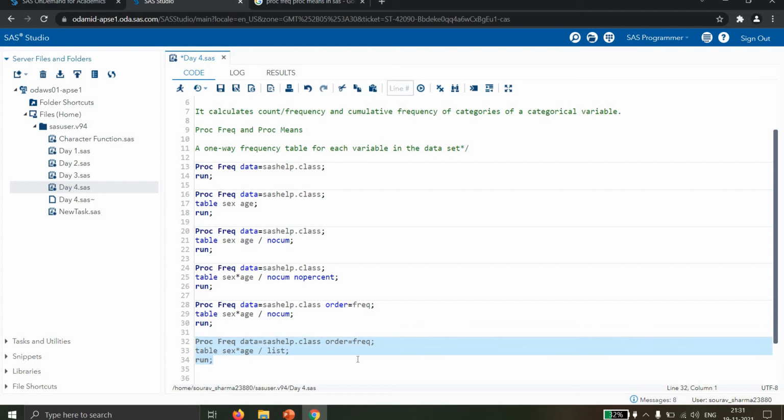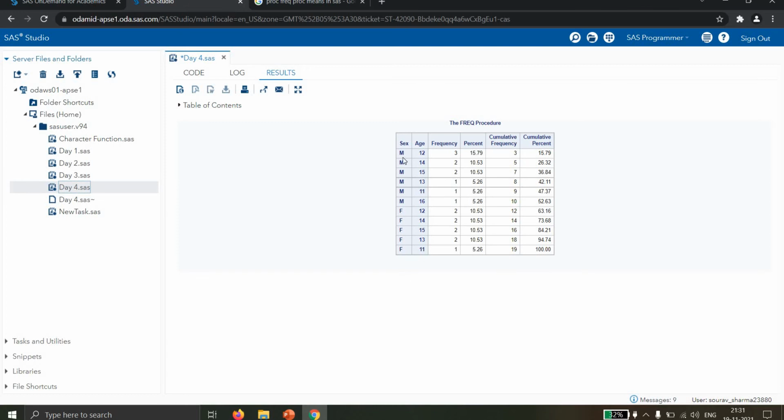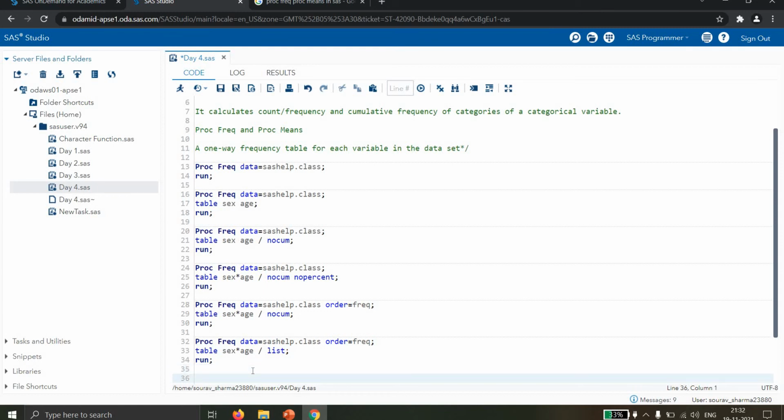So this is the two-way frequency, and in the two-way I write slash list. Now you can see here we have the list. First we have male, it gives the genders in one column, then we have age, then it gives the frequency, percentage, cumulative frequency and cumulative percentage. Male 12, male 14, male 15, 13. So it gives it like this. This is the list format.